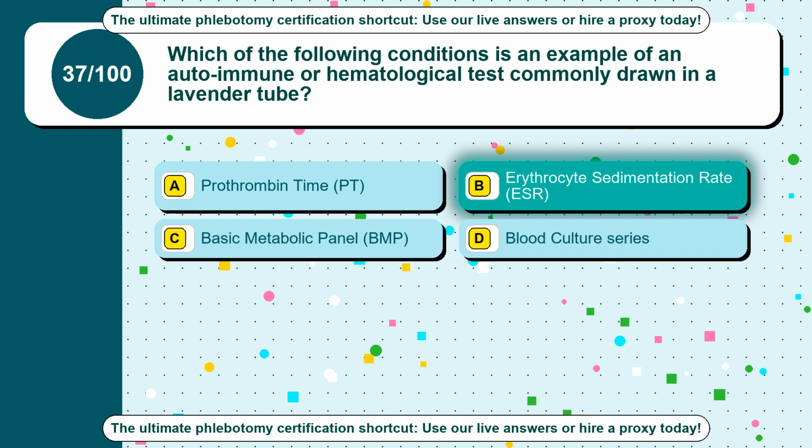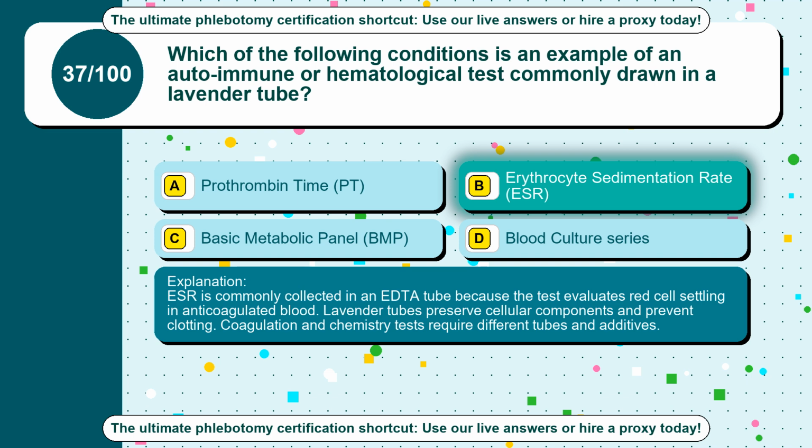The correct answer is option B, erythrocyte sedimentation rate, ESR. ESR is commonly collected in an EDTA tube because the test evaluates red cell settling in anticoagulated blood. Lavender tubes preserve cellular components and prevent clotting. Coagulation and chemistry tests require different tubes and additives.